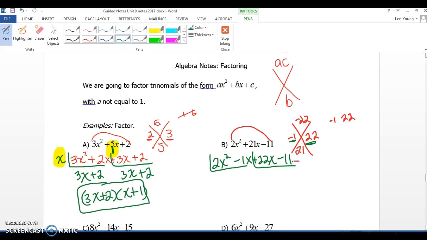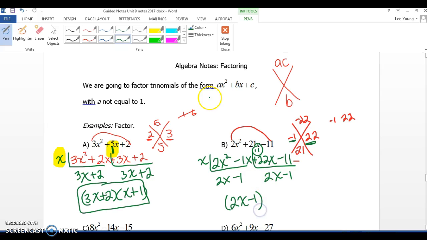Okay, what is the greatest common factor of 2x squared minus 1x? That will be x. What is left? It's going to be 2x minus 1. Easy. Now, what will be the common factor between 22 and 11? 11. Okay, so 22 divided by 11 is 2x. 11 divided by 11 is minus 1. You see the matching binomial? That's what I'm looking for. Once I'm done, I'm just going to put 2x minus 1.